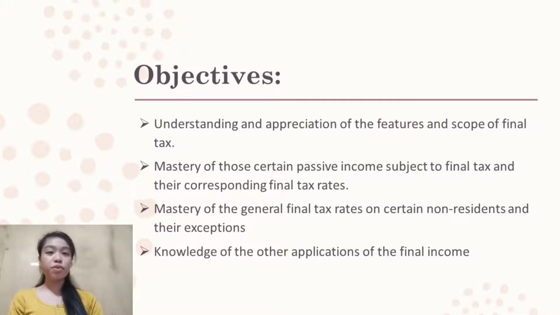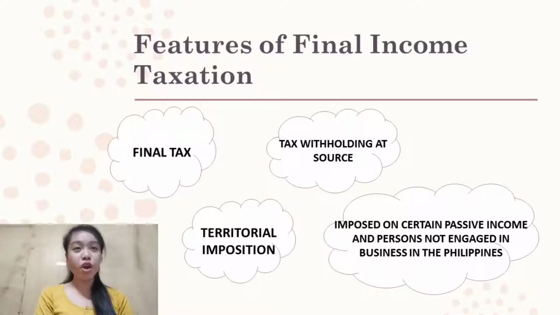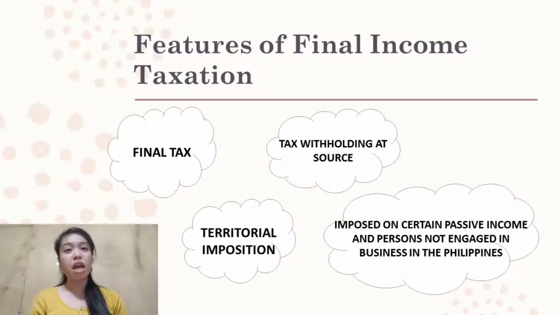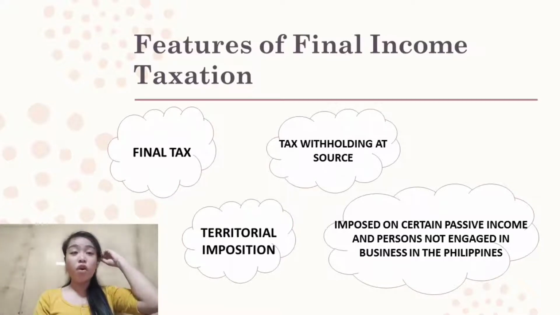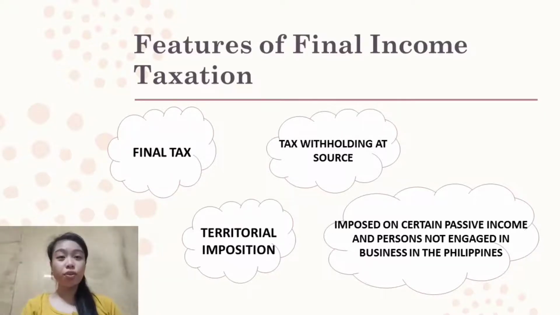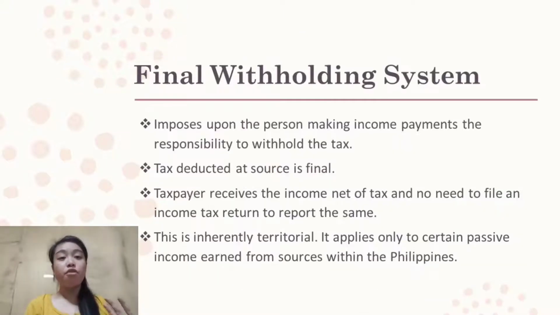So now let's proceed. What are the features of final income taxation? There are four features of final income taxation, namely: first, final tax; second, tax withholding at source; third, the territorial imposition; and fourth, imposed on certain passive income and persons not engaged in business in the Philippines. To further explain the features of final income taxation, we have here the final withholding system and how it works.